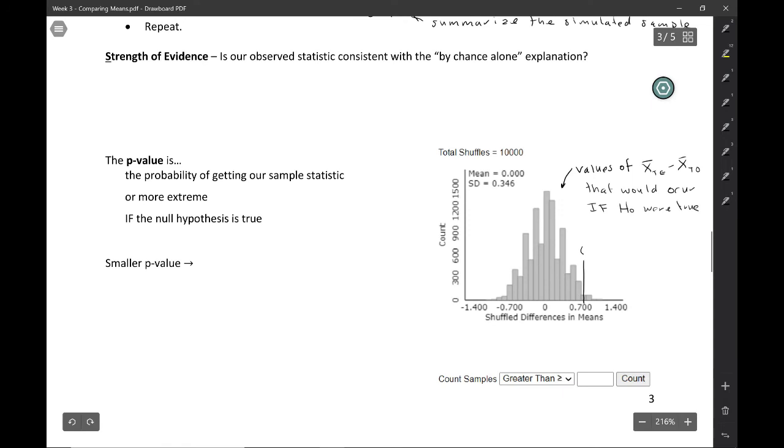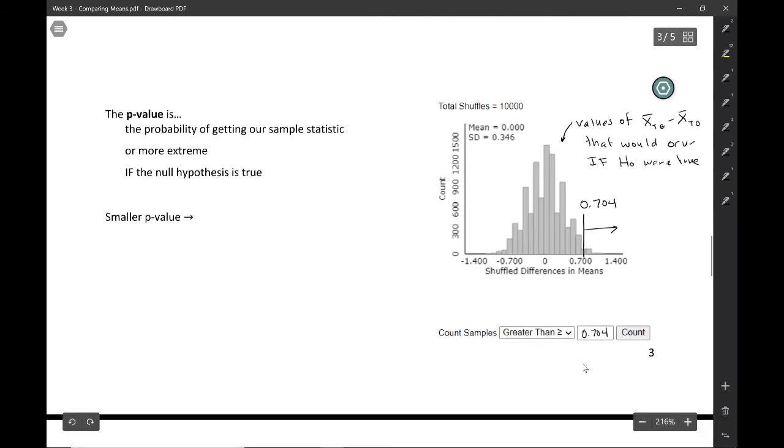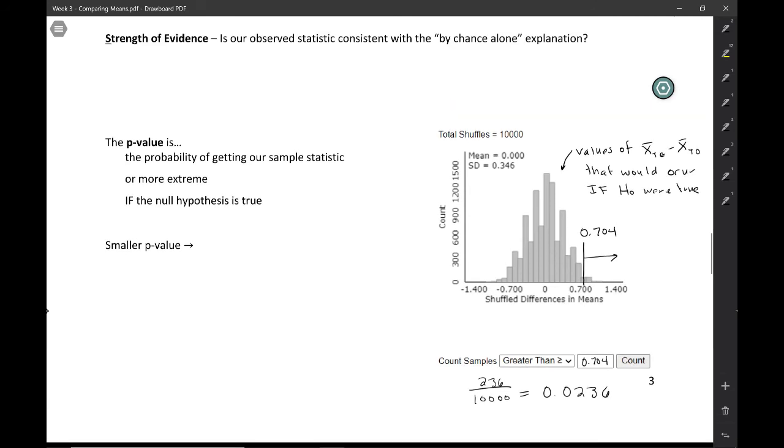So I'm finding my difference in means. I'm seeing how likely it is to get this value or more extreme, and I'm considering the values to the right, the greater than values, to be more extreme because that's how our alternative hypothesis was defined. And when I count those, when I see how many are greater than 0.704, I got 236 out of 10,000, which is 0.0236. So what is that telling us?